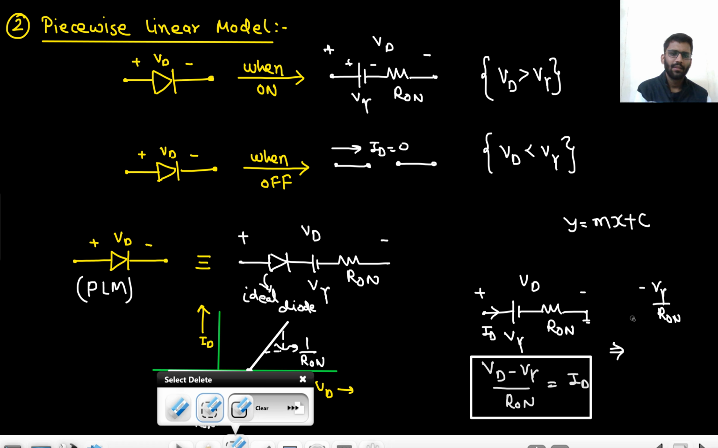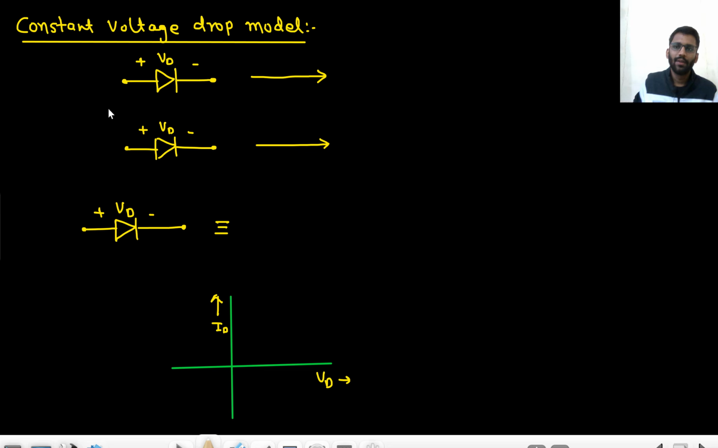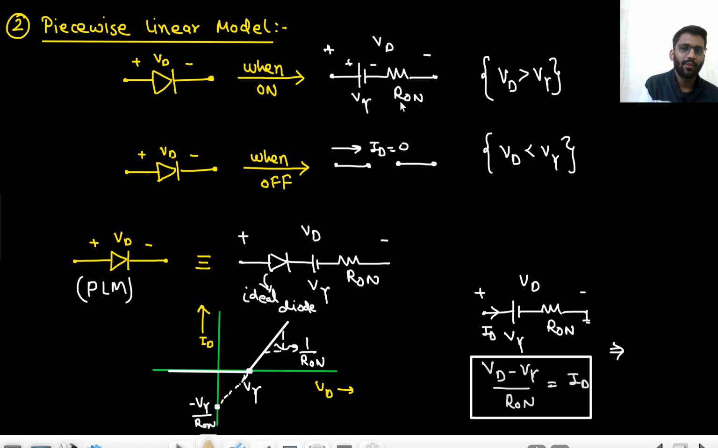y equals mx plus c. So there is this finite slope because it has some resistance. When we take the example, it will be more clear to you. Now this is the constant voltage drop model. This is the same, just R1 will be 0.